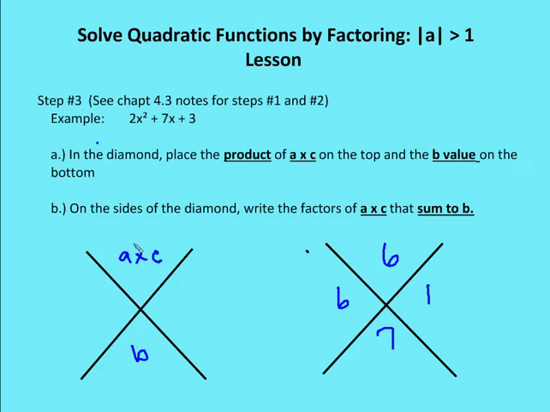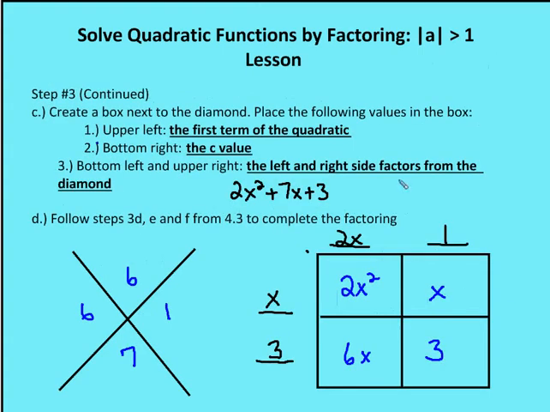Now I want to look for the factors of 6 that add to 7, so the factors of a times c that add to 7. Typically you're going to have to list those out, or you can do it in your head. They're 1 and 6, minus 1 and minus 6, 2 and 3, and minus 2 and minus 3. Out of these, the only pair that sums to 7 is 1 and 6. So I place the 6 and the 1 on the left and right sides of the diamond. Now we continue with the next step.